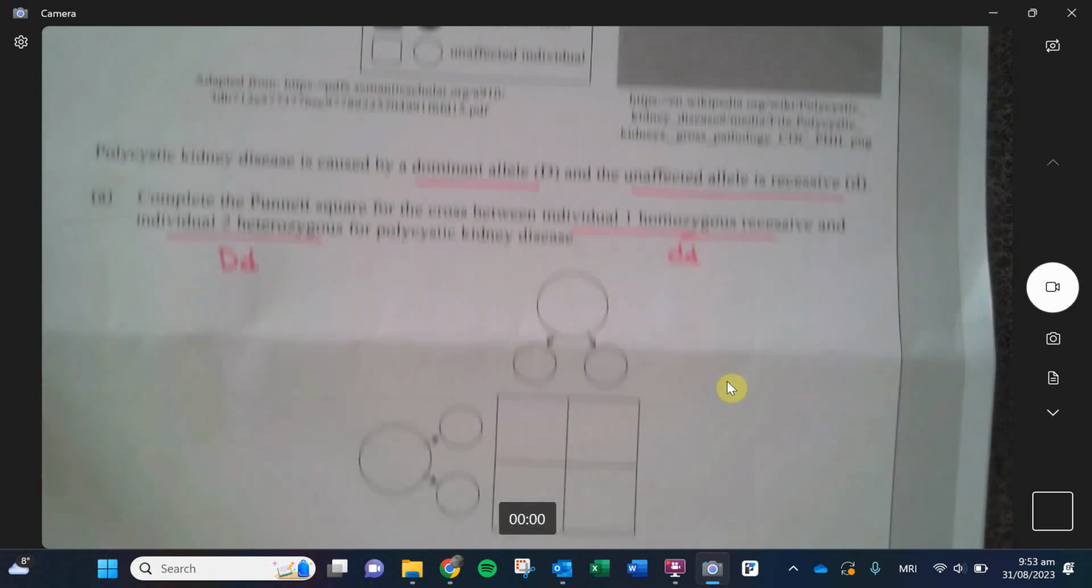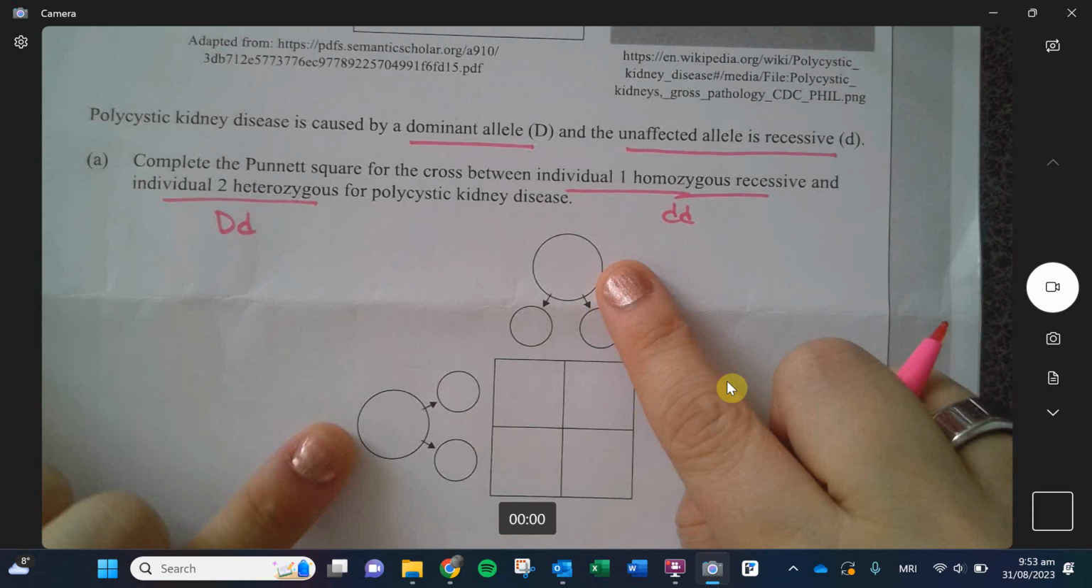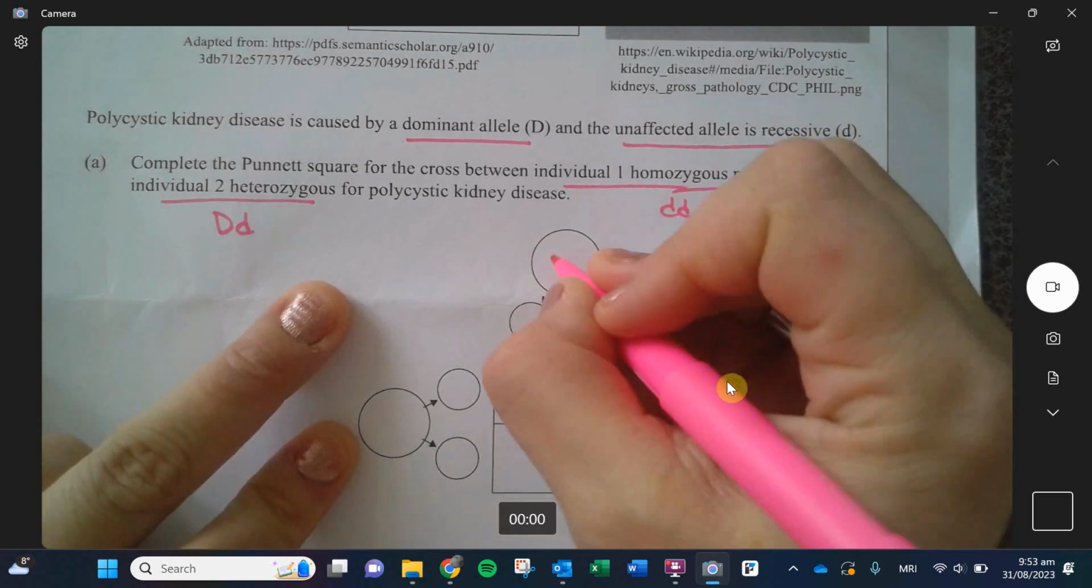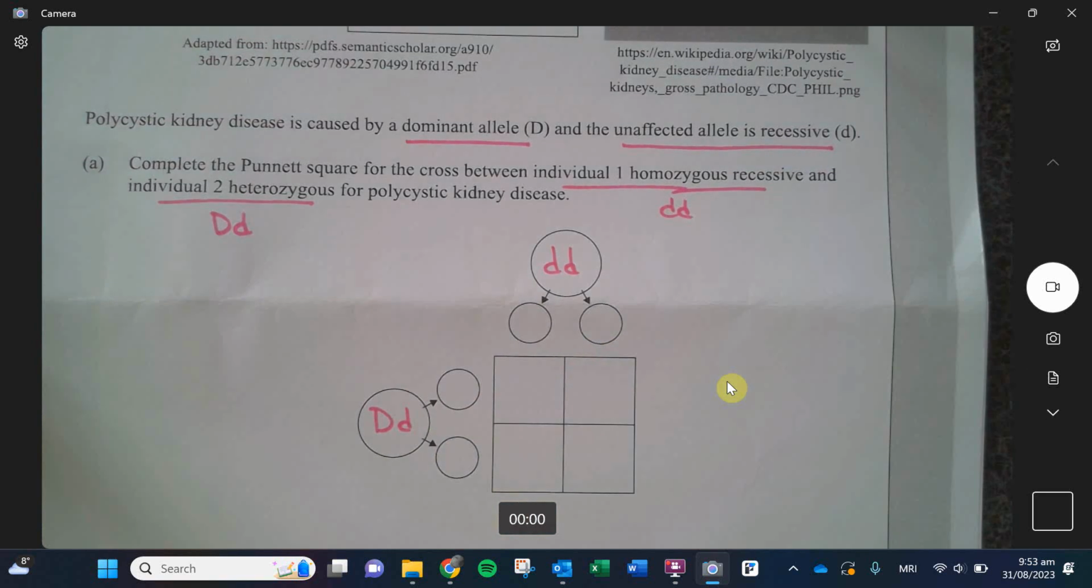All right. They want us just to fill in the Punnett square so that we can look at the likelihood of the offspring having the disease. So this here is representative of the parent, the individual. It doesn't matter which one you put at the top and which one you put at the bottom, so long as you have one of each. So that's just representing their genotype.